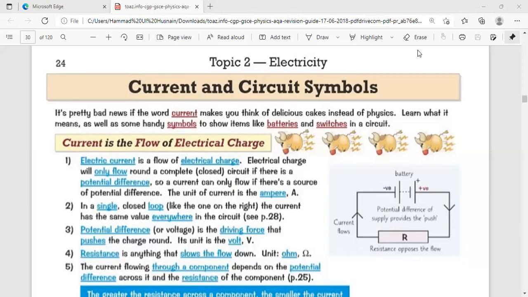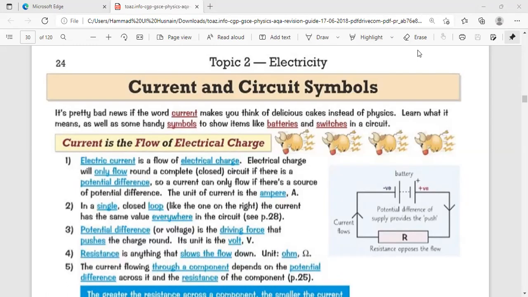Okay, Tala. So today we are going to discuss current and circuits, and we will be discussing the symbols of some components of the circuit. Before that, what we need to understand is that current is a physical quantity, as we have other physical quantities such as mass, time, displacement or speed. Current is also one of those physical quantities.